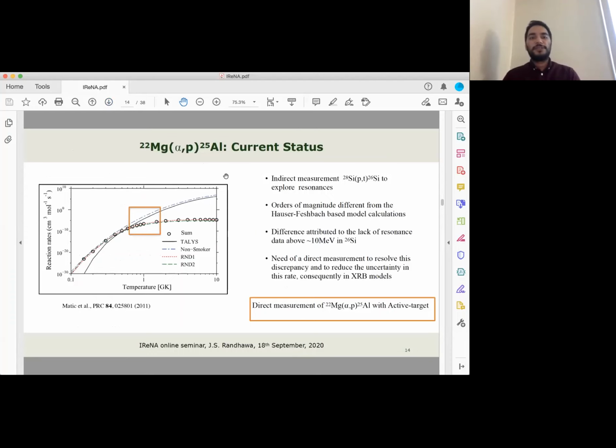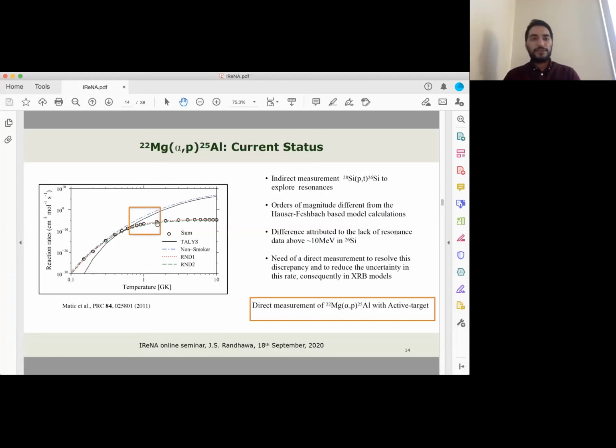So the current status of 22Mg(α,p) is that it comes from the indirect measurement of the resonances in 26Si. This was done by 28Si(p,t) to explore these resonances, which can play an important role in the total cross section and the total reaction rate.